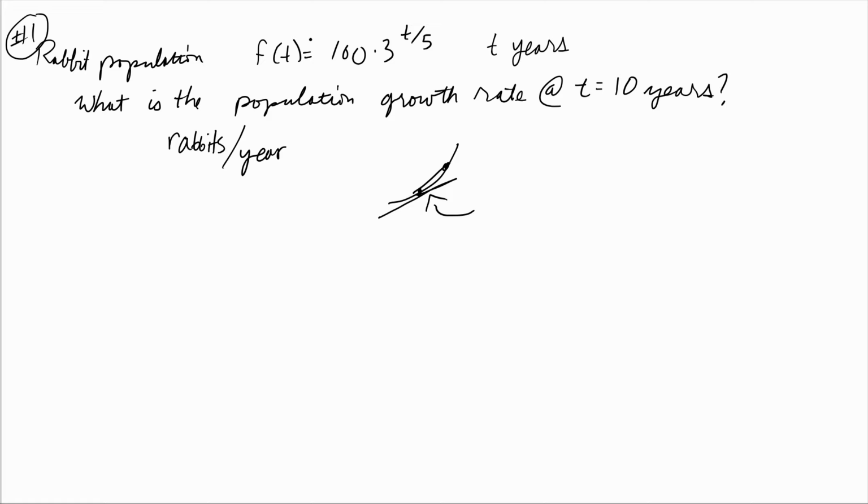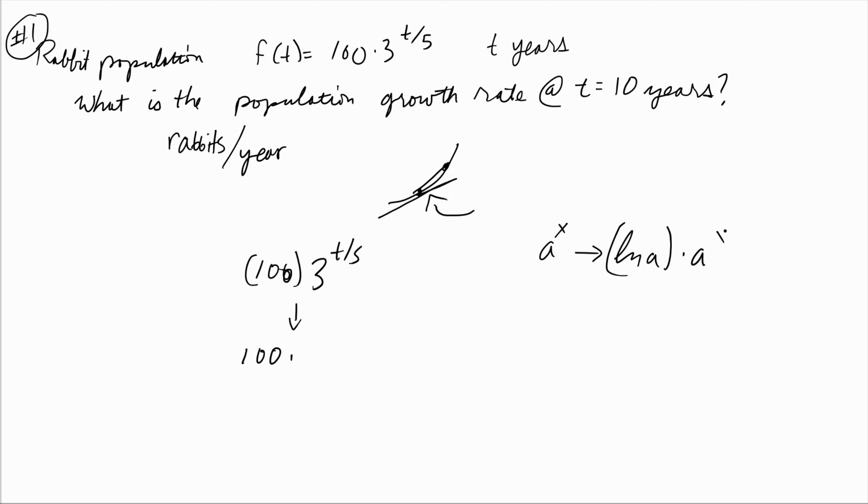So what we can do is take a derivative of this. This is a constant 100 multiplied by this exponential 3 to the t fifths. In a derivative, this constant multiplied on just stays there. So that'd just be 100 times the derivative of this part. Well, what's the derivative of a to the x, where a is a constant? It's ln of a times a to the x.